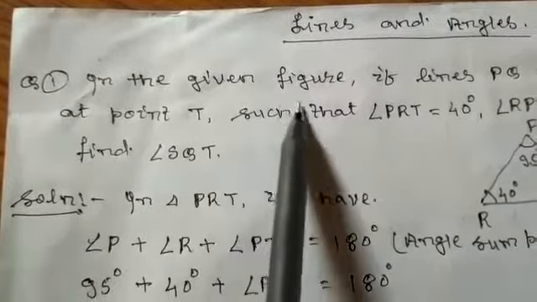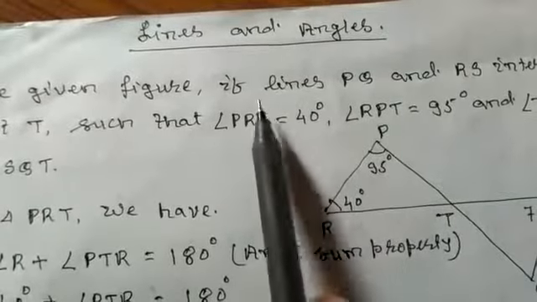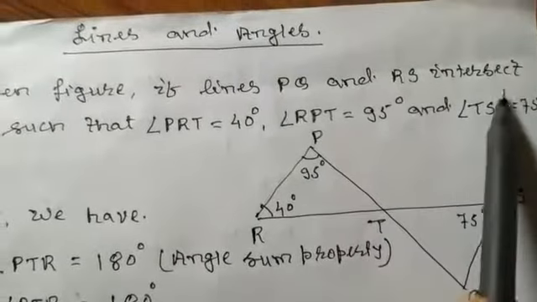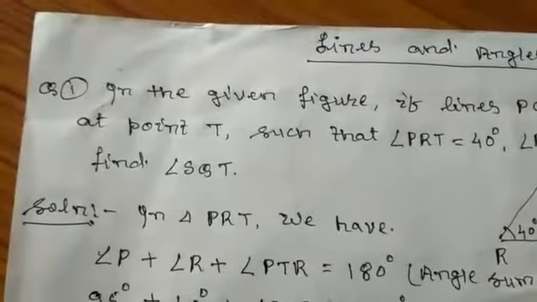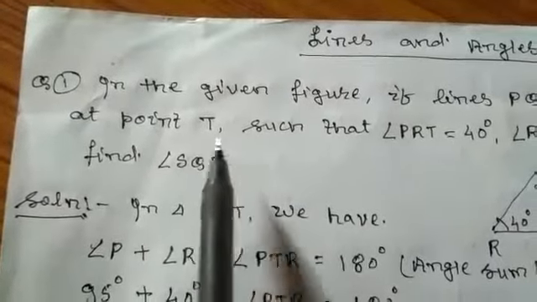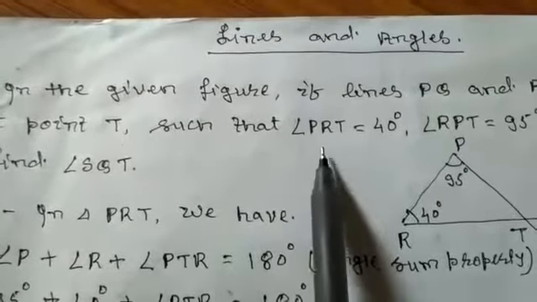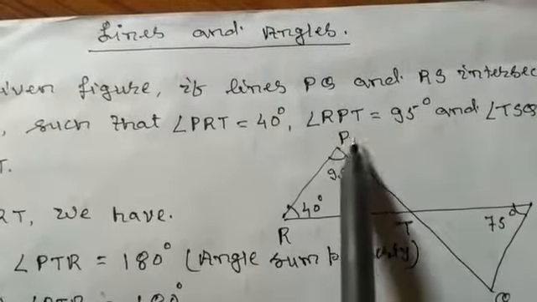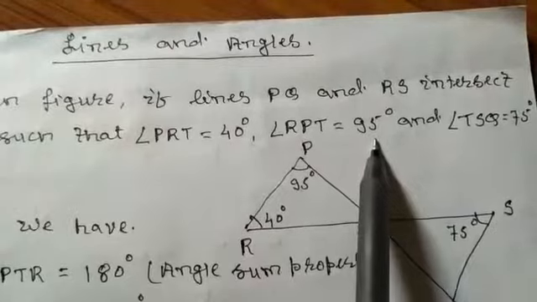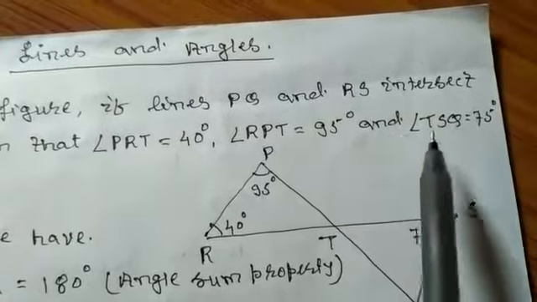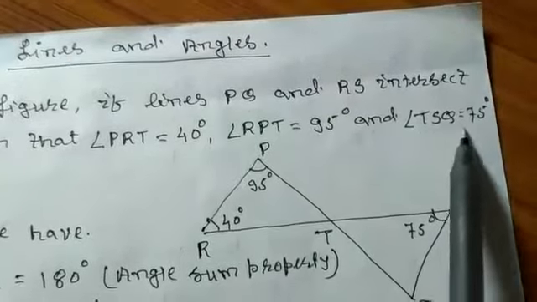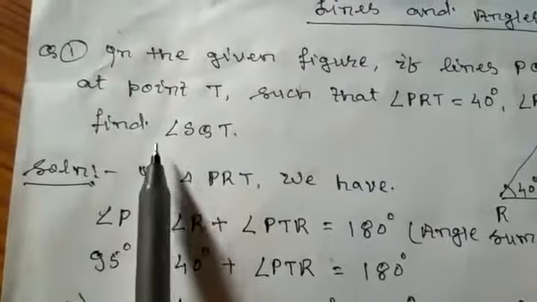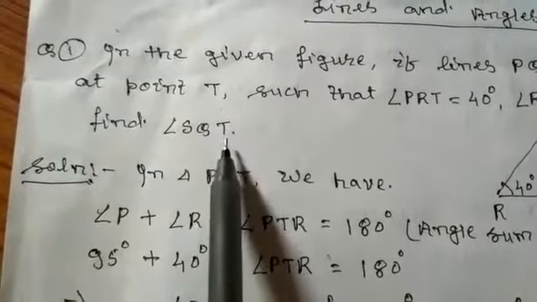In the given figure, if lines PQ and RS intersect at point T such that angle PRT equals 40 degrees, angle RPT equals 95 degrees, and angle TSQ equals 75 degrees. So now we need to find angle SQT.